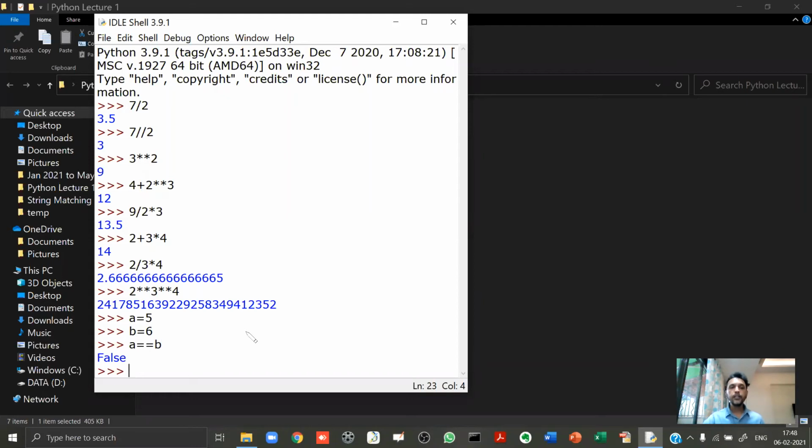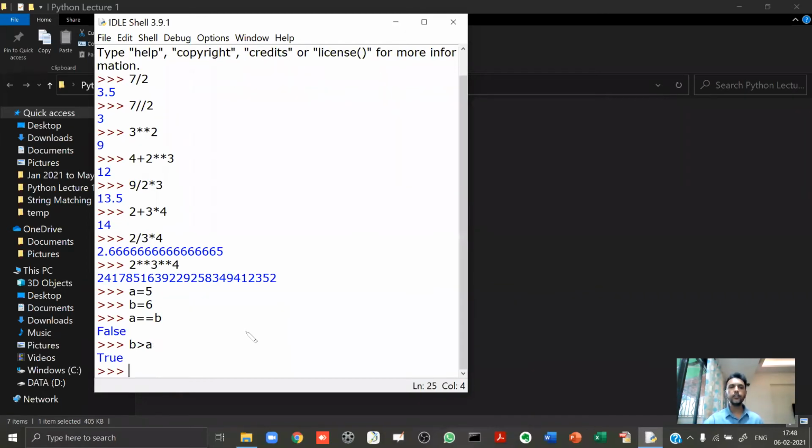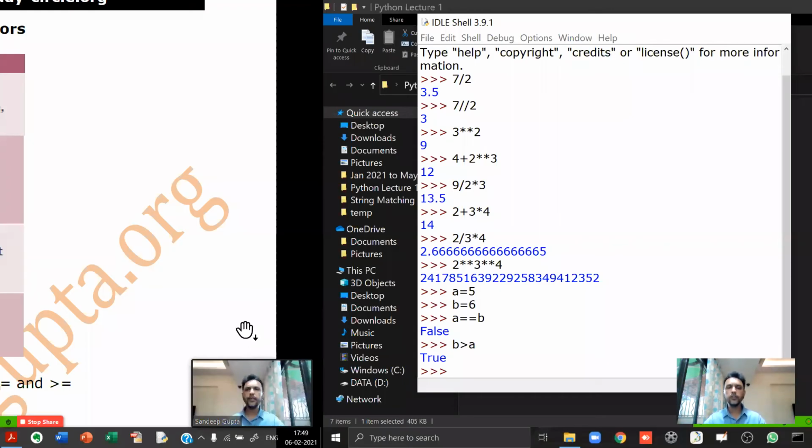All right. Similarly, let's say I type b greater than a. Now, when I do b greater than a and hit the enter key, tell me what answer I will get. I'll get the answer True because b is indeed greater than a. So basically, this is how the comparison operators, the relational operators work. I think you already know how they work, so we need not talk about the rest of them.